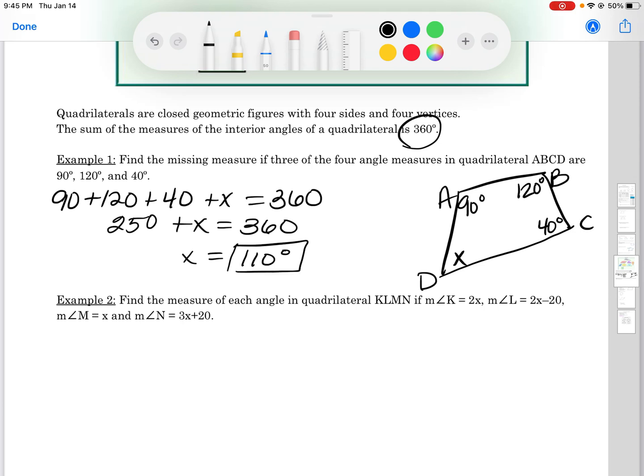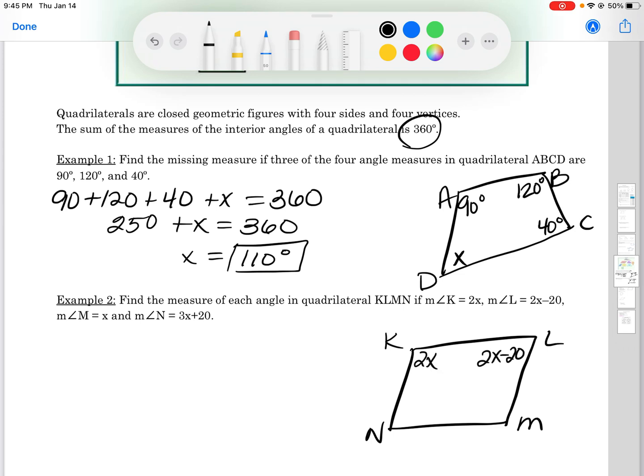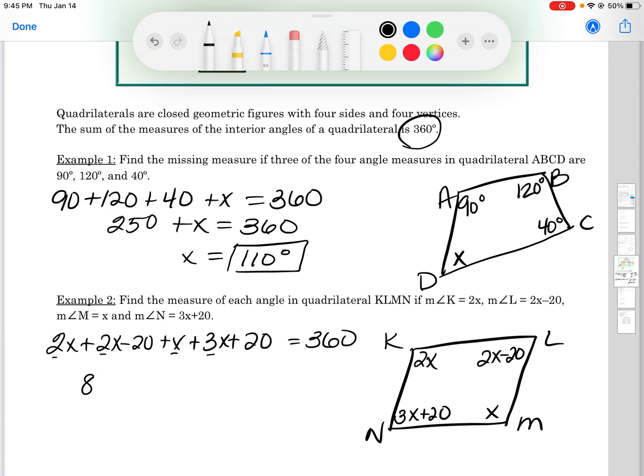In the next example, we're given another quadrilateral. It is called KLMN, and it says that angle K is 2X, angle L is 2X minus 20, angle M is X, and angle N is 3X plus 20. Again, we know they all add to 360. So 2X plus 2X minus 20 plus X plus 3X plus 20 is going to equal 360. 2X and 2X makes 4X, 5X and another 3X makes 8X. Minus 20 and plus 20 makes 0, so 8X is equal to 360. That gives us that X is equal to 45.